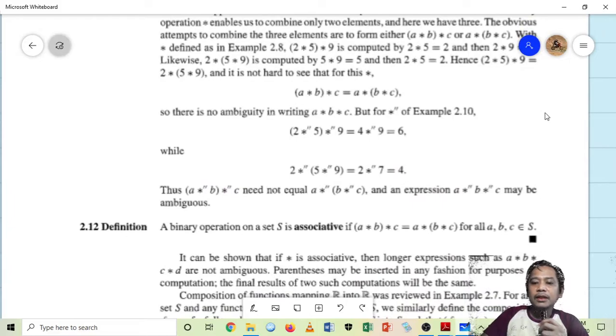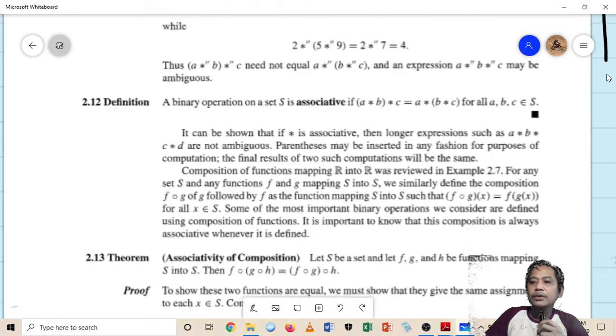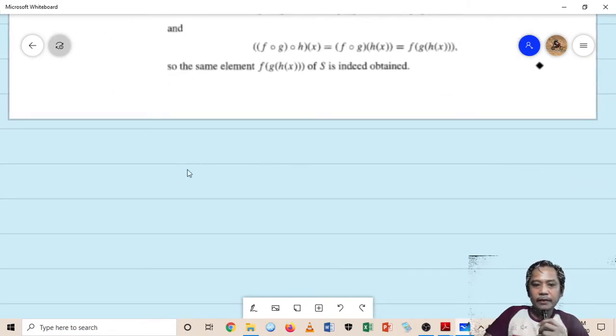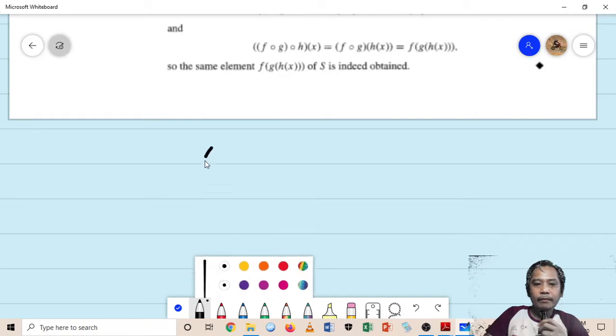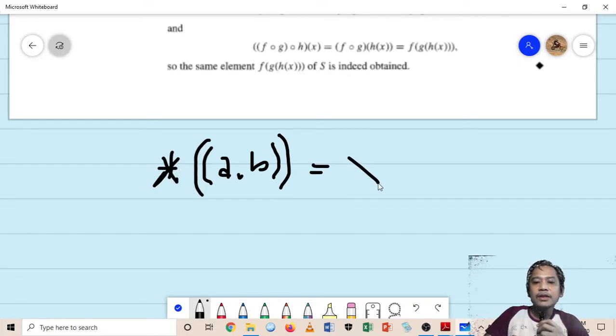In other words, if we write that using the ordered pair notation, it should be that the image of AB should be the same as the image of the ordered pair BA.